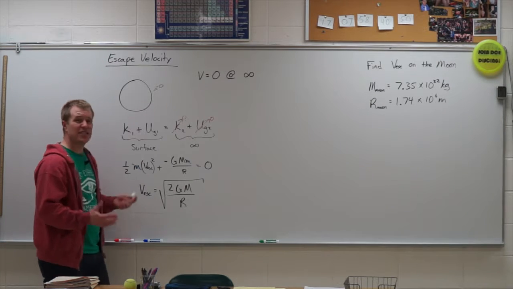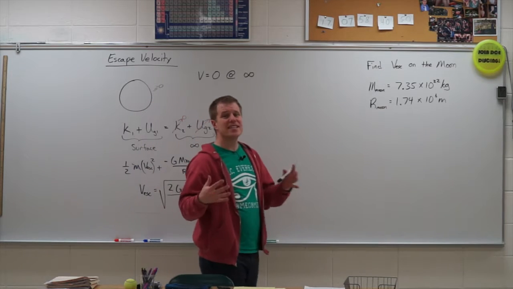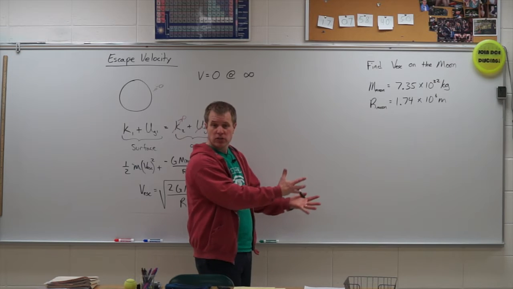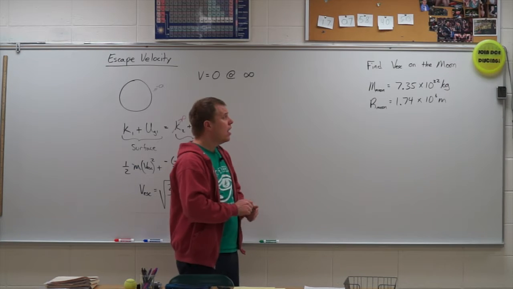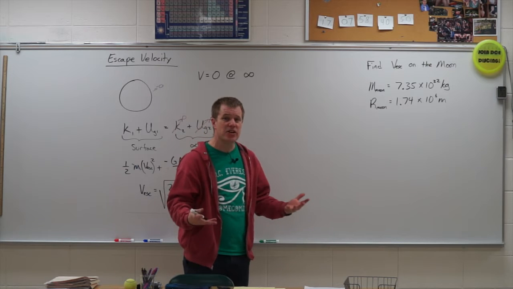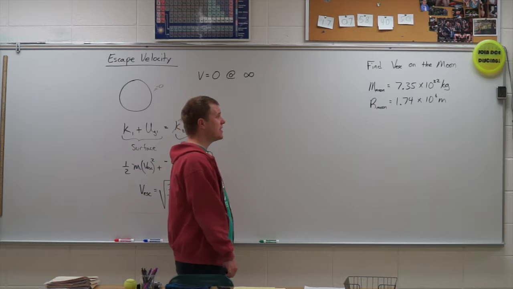So let's try this out, see what kind of numbers we get. So we're going to use the moon. We're going to try and figure out what is the escape velocity for the moon. So the idea is the moon is much smaller. Gravity's a lot less on the moon. So we should be able to maybe launch rockets a little easier from the moon. Okay, so how much easier? What is the escape velocity on the moon?